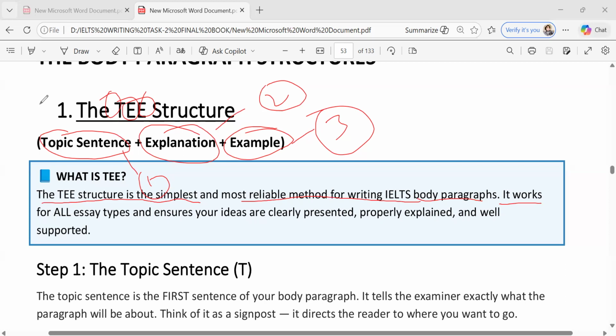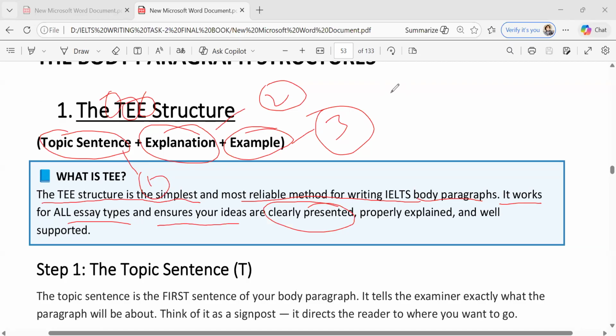And it works for all essay types because we have got five different essay types. That's opinion, advantage, disadvantages, double question. Then we have problem and solution and discussion. Clear? So for all types of essays, it works. And it ensures your ideas are clearly presented.